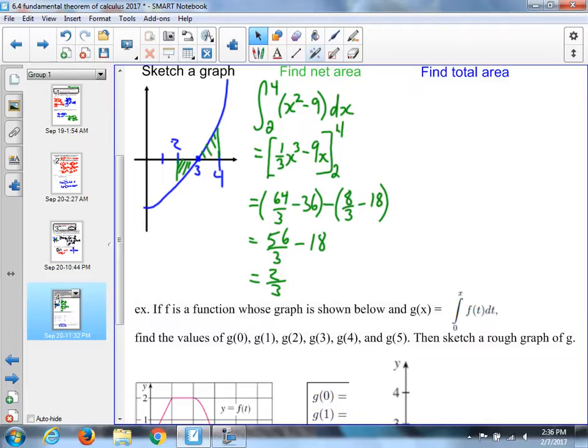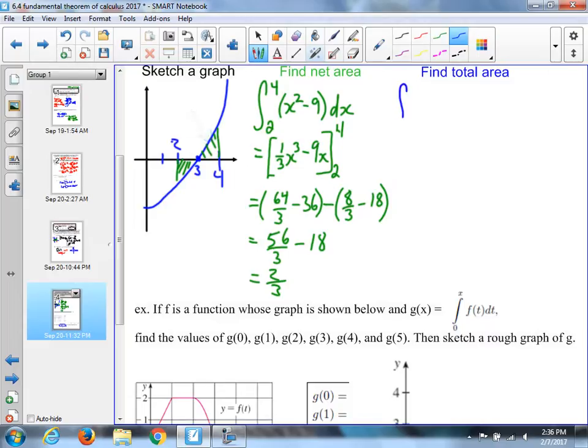Now, because my drawing wasn't careful, it kind of looked like that, but I did not sketch it carefully, so you might not have predicted that. Finding the total area, though, this one's a bummer. Because what you got to do is do 2 to 3 as an integral, and reverse the sign on it. Add that to 3 to 4. Okay? So there's no way around it, it's just more work.